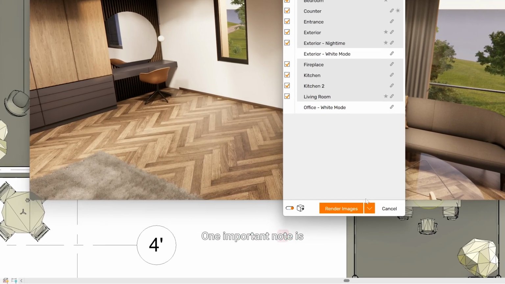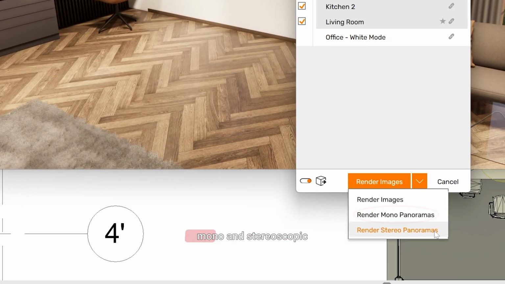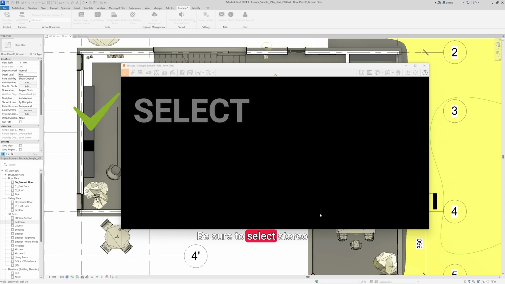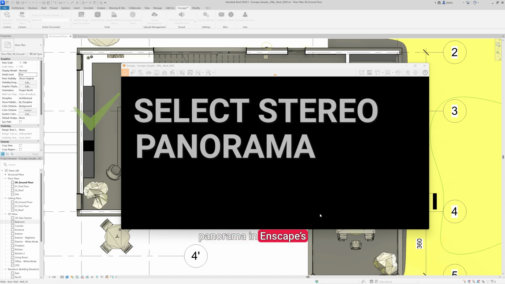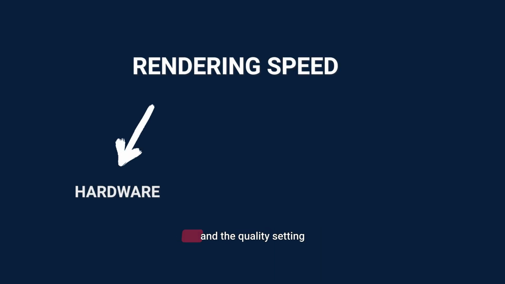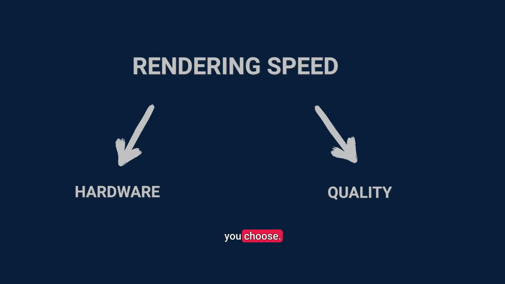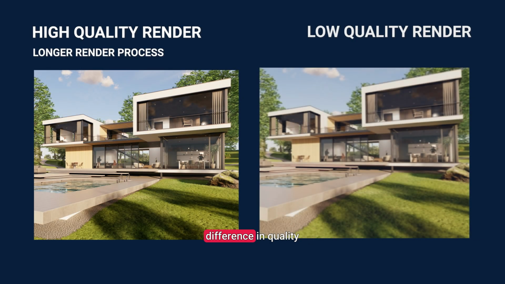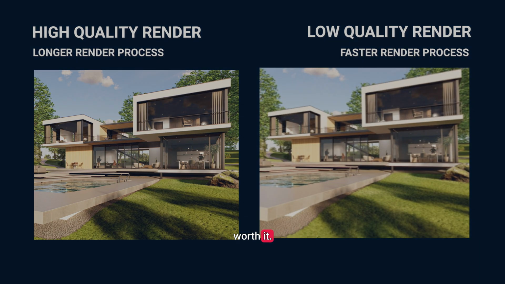One important note is that Yulio supports both mono and stereoscopic renders, but stereoscopic gives you a more immersive VR experience. Be sure to select stereo panorama in Enscape's render settings for best results. Rendering speed will depend on your hardware and the quality setting you choose. Higher quality renders take longer, but the difference in quality and realism in VR is worth it.